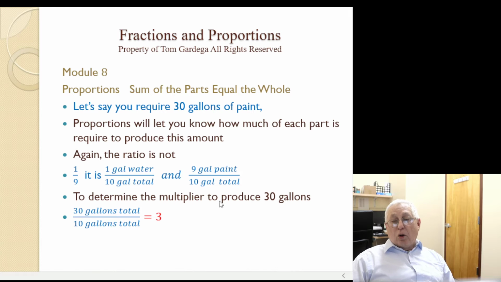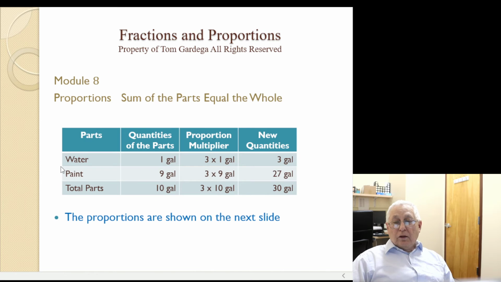To determine the multiplier to produce 30 gallons, we're going to take the new quantity that we want, 30 gallons total, divided by the old quantity of 10 gallons total, and we'll get a multiplier of 3. 10 goes into 30 3 times. Here we have water, 1 gallon, paint, 9 gallons, total parts, 10 gallons. We have a multiplier of 3.